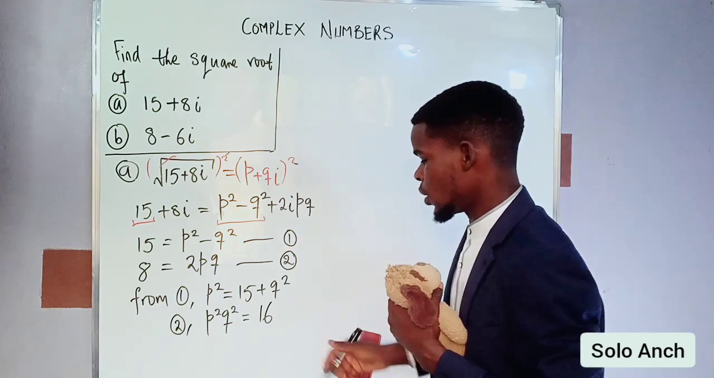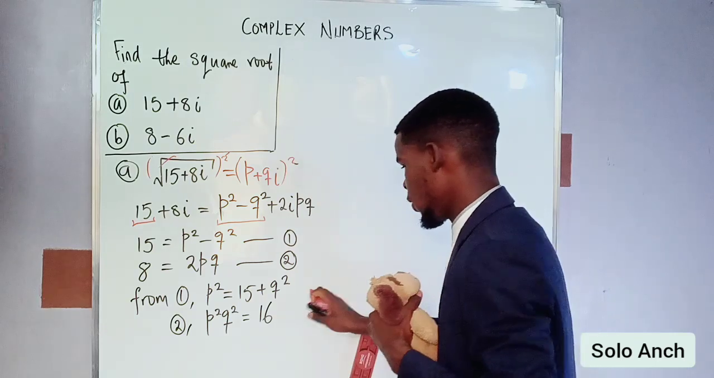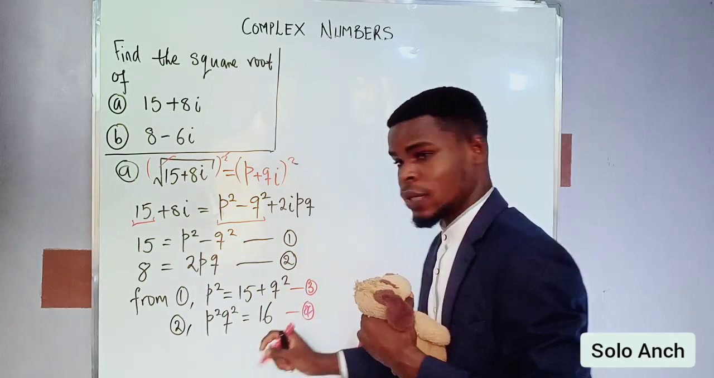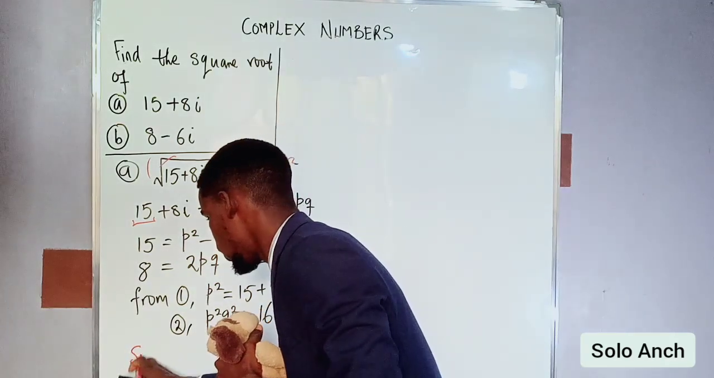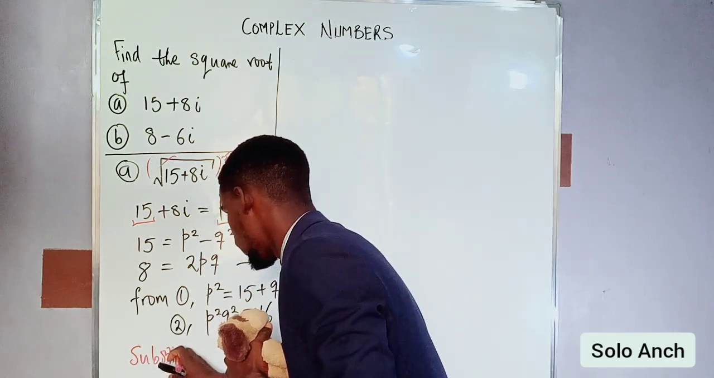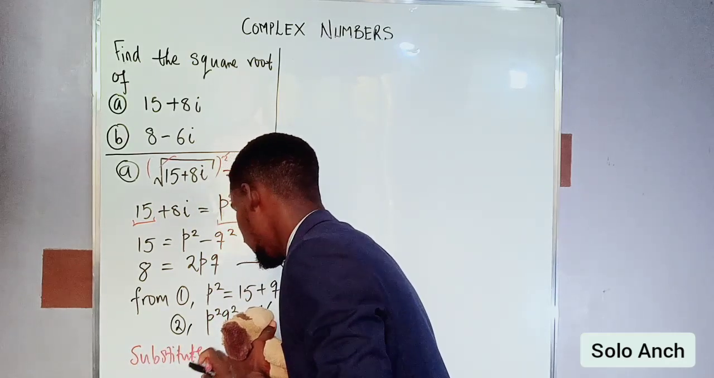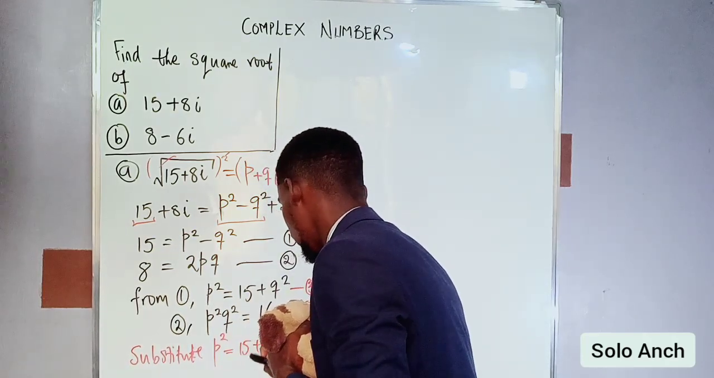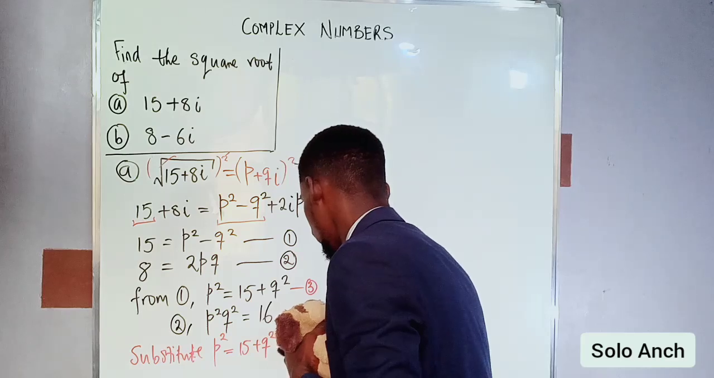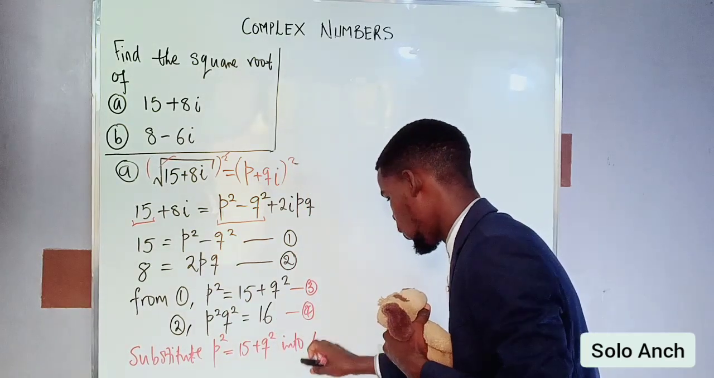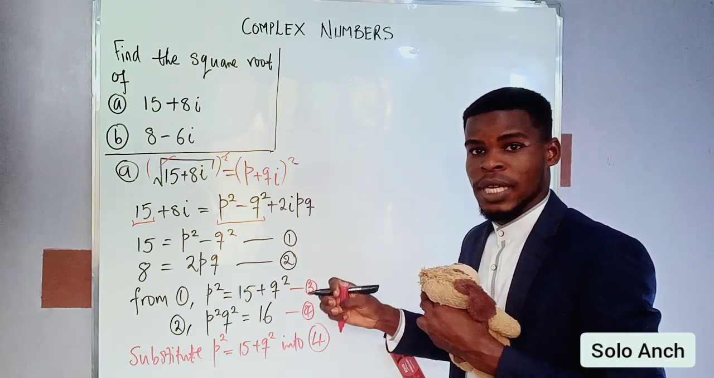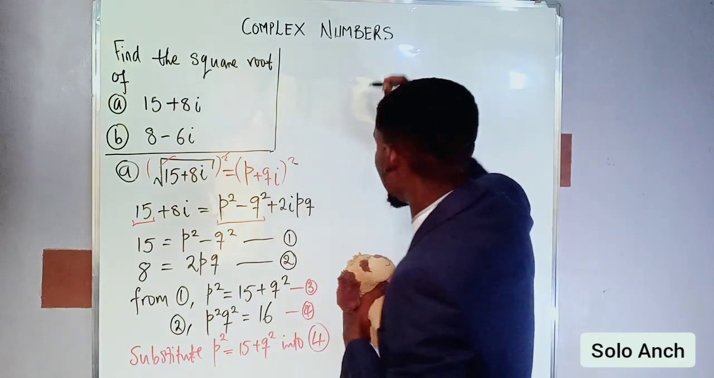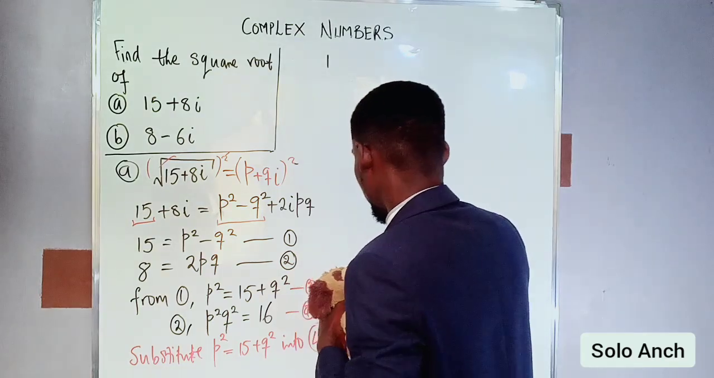So maybe let's call this equation 3, and then let's call this equation 4. So we say substitute the expression for p squared, which is p squared equals 15 plus q squared, into equation 4. Good. So when we do that, equation 4 will become, in place of p squared, you're going to put 15 plus q squared. So that will be, so let me mark it from here.